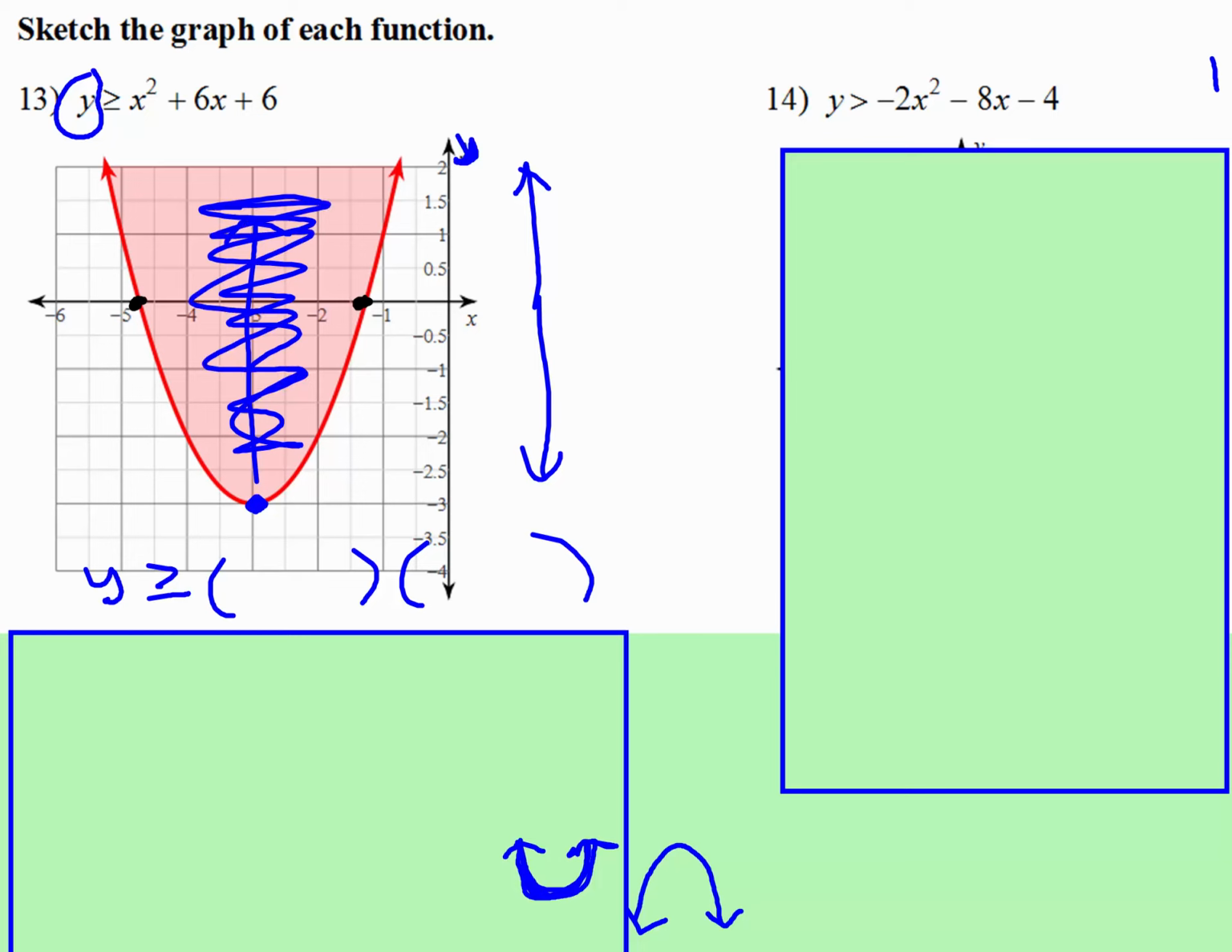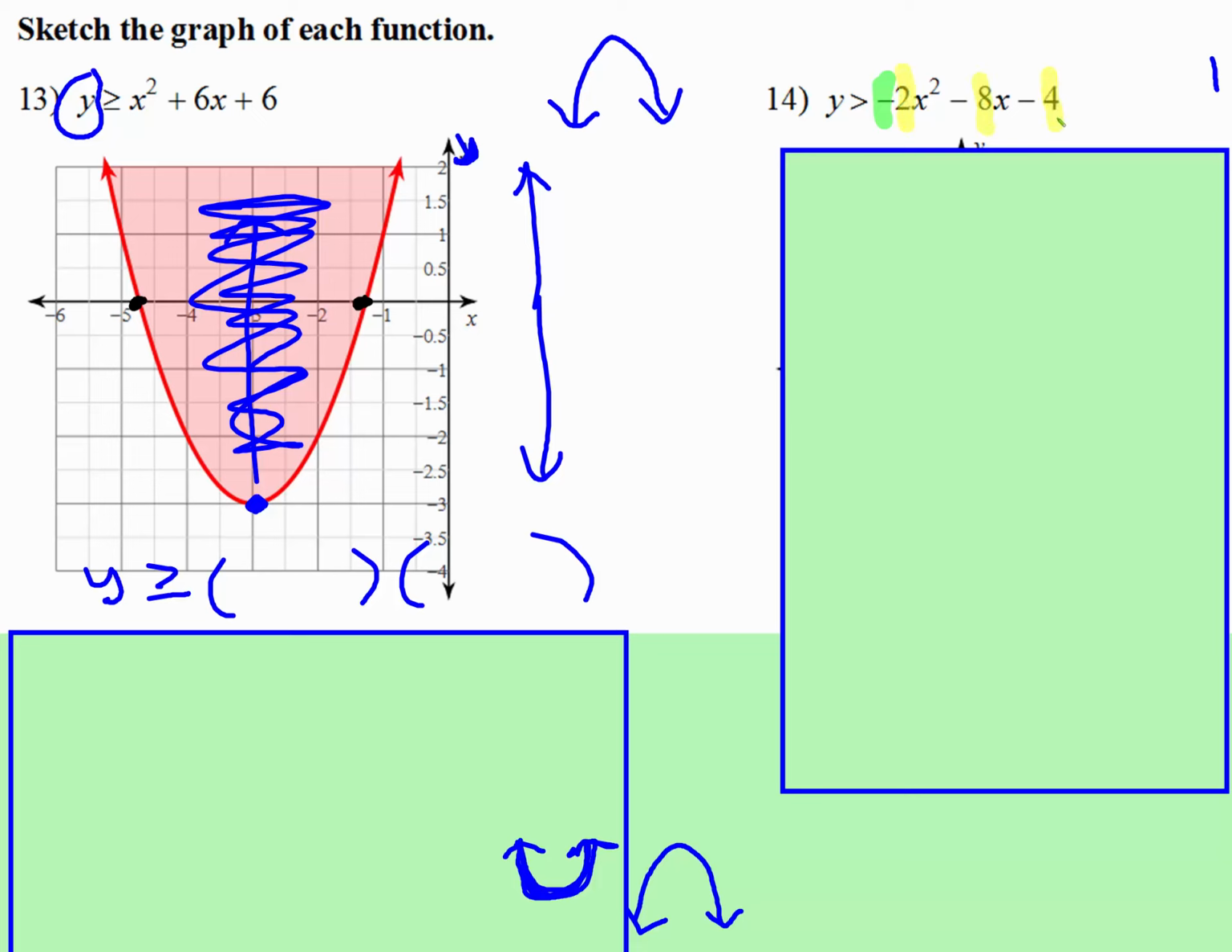All right, we're going to go over to this next one right here, and notice this is just greater than, not greater than or equal to, so you'll have hollow dots. The other thing that I want you to notice is there's a negative sign before the x squared, so we know it's going to be turned downwards. This still says y is greater than.